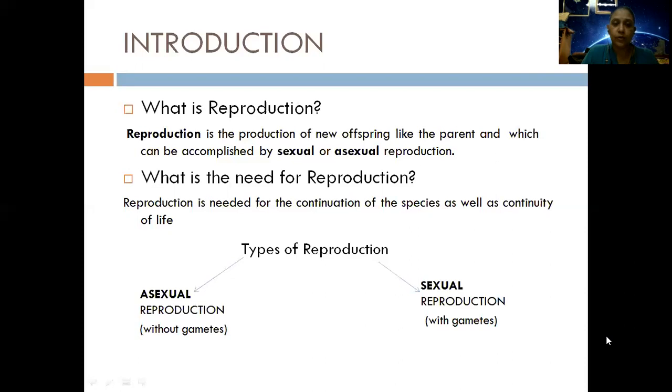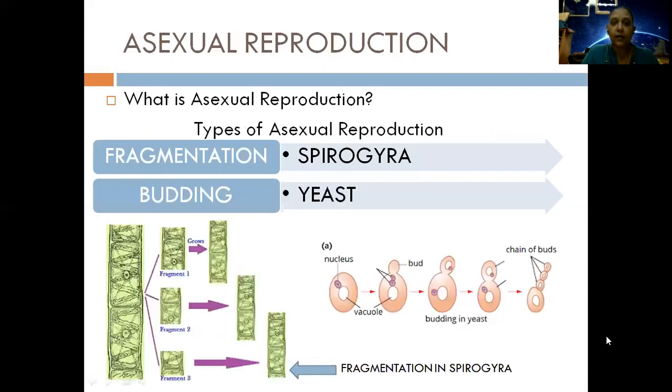We reproduce asexually by different methods. So we go to the next slide. The first method of asexual reproduction is fragmentation. What do you understand by fragmentation? Here in the slide you see a Spirogyra filament. This Spirogyra filament is broken down into smaller fragments, and each fragment grows again into a new filament. So the process is continuous.